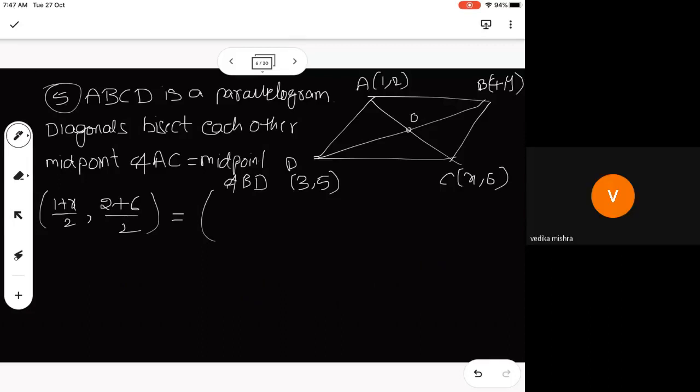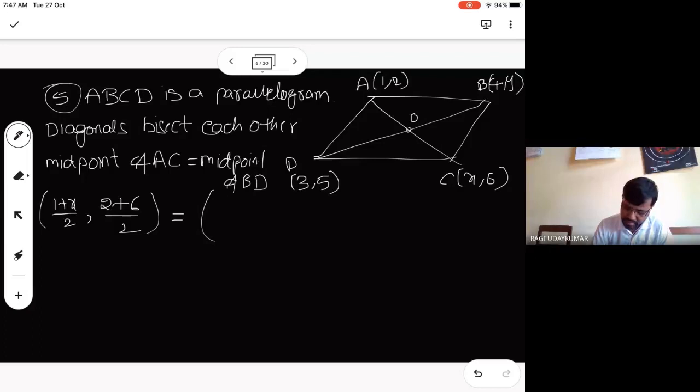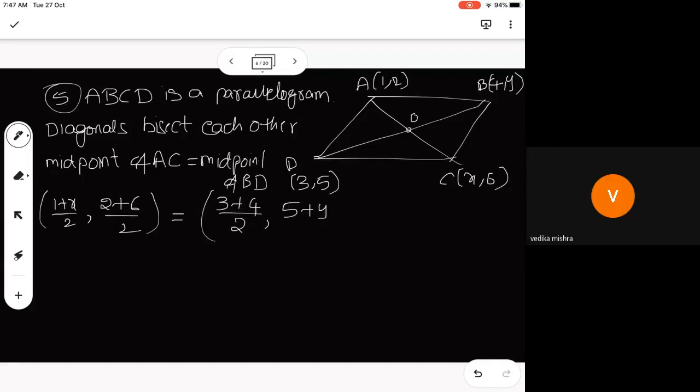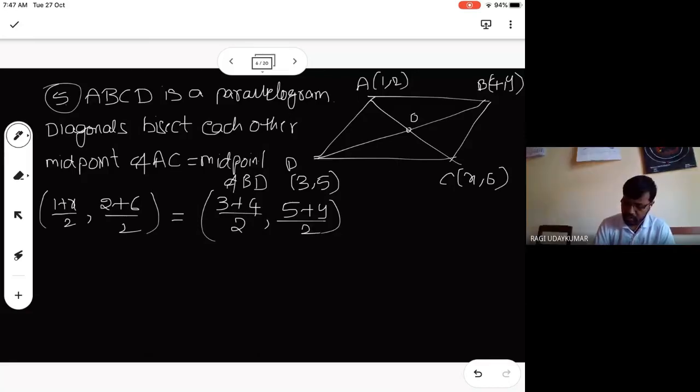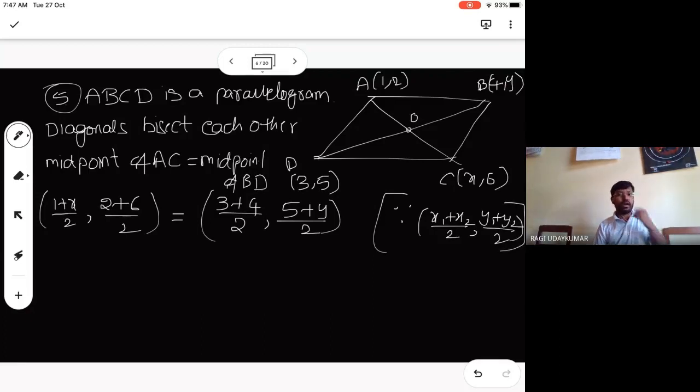What do you get? (3 plus 4) by 2, (3 plus 2) by 2... Very good, (5 plus y) by 2. So in the brackets, better you write the midpoint formula, (x1 plus x2) by 2, (y1 plus y2) by 2, because we are using that formula. And still, clearly write: midpoint of the line joining AB, (x1, y1), (x2, y2), is equal to (x1 plus x2) by 2, (y1 plus y2) by 2.